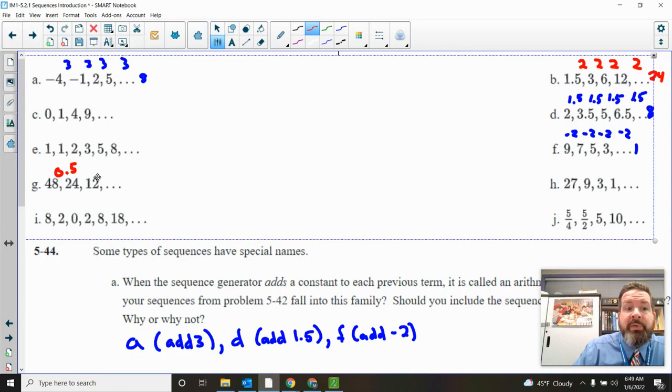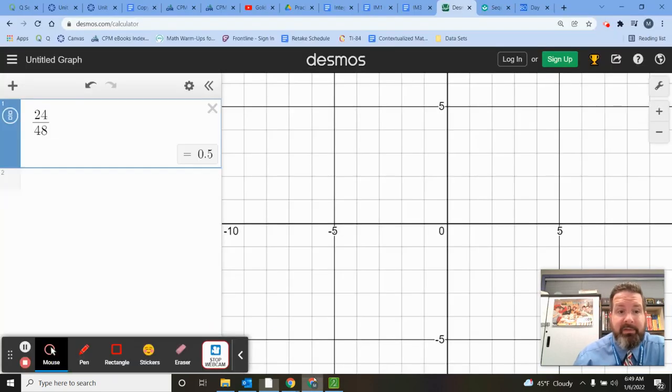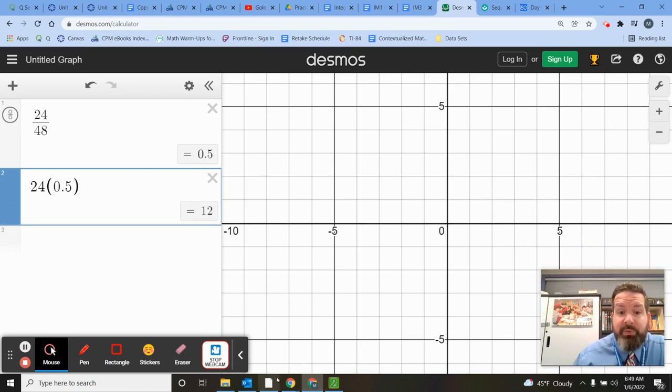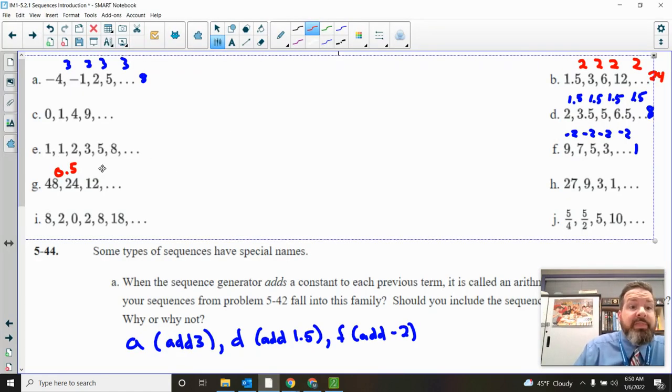Is the same thing true here? If you take 24 times 0.5, do you get 12? Let's take 24 times 0.5. And oh, look at that. We do get 12. So this fits the pattern for a geometric sequence where we're just multiplying by a half each time. So half of 48 was 24. Half of 24 was 12. Half of 12 would be 6. Just multiplying by another 0.5.